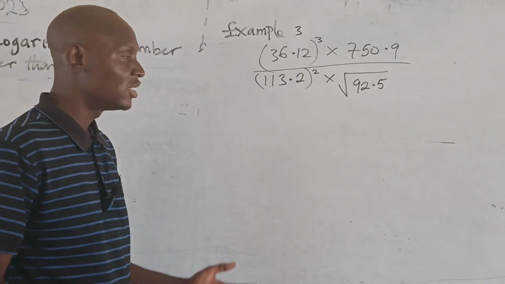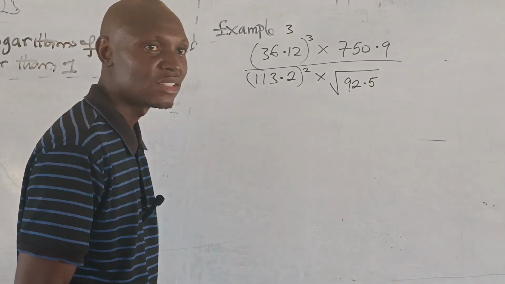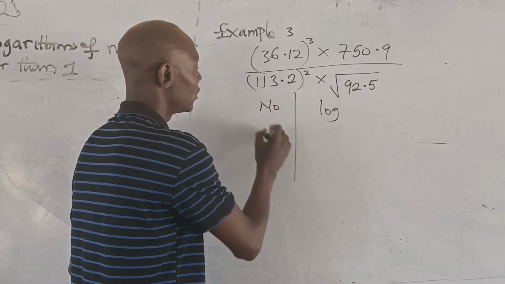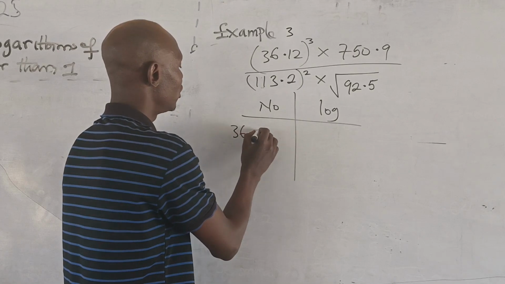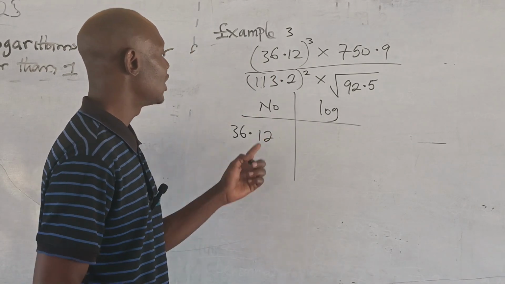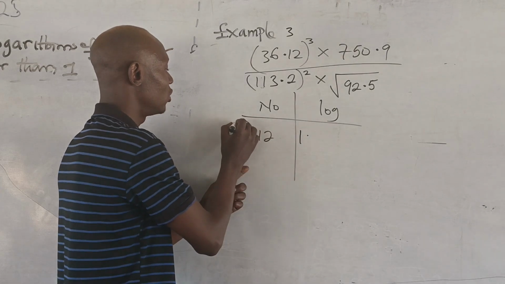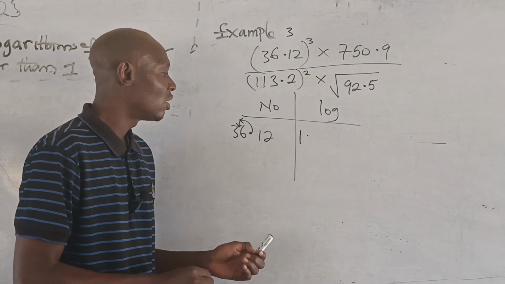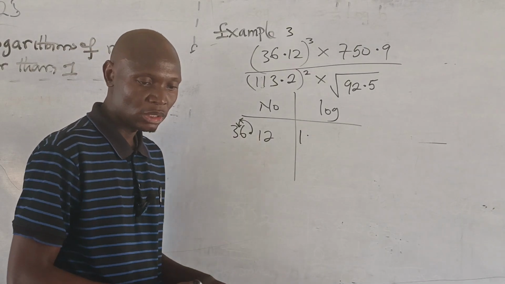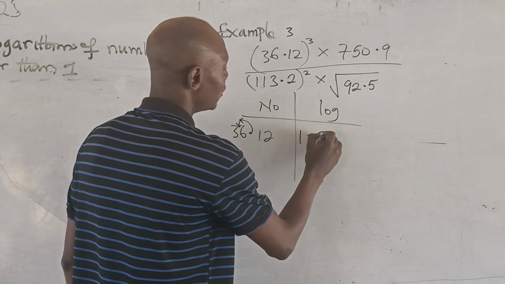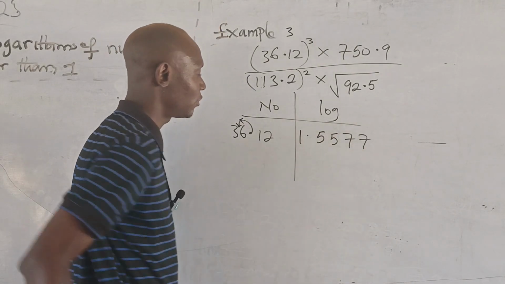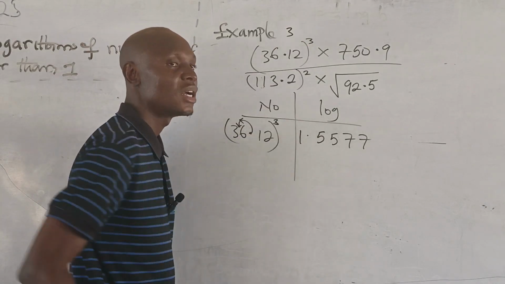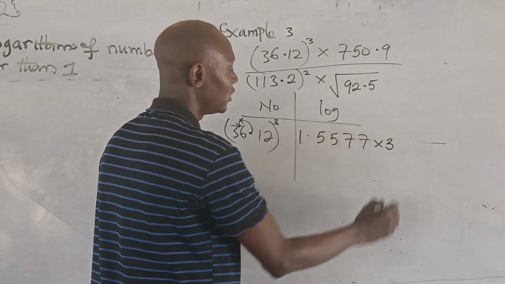So it's just the same thing, the one we have solved in the past is still the same thing. So the first thing to do is to draw your number log. You have 36.12. The integer of this is 1 because the point is going to move in this direction 1 time. So here we are going to look for 36 under 1 difference 2 from our log table. So you have 5577. Now because of this raised to power 3 here, we are going to multiply by 3.